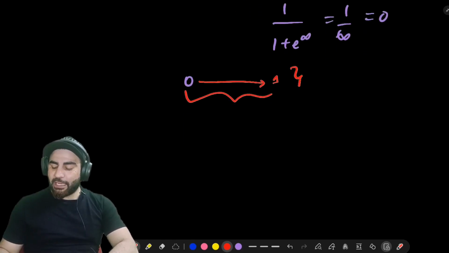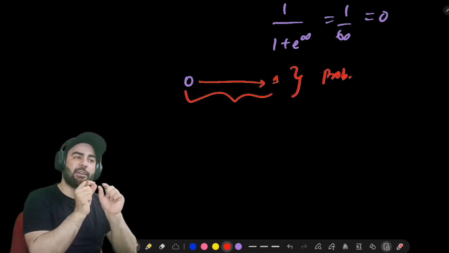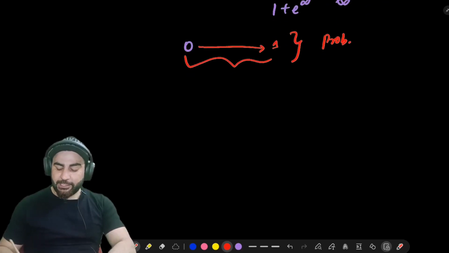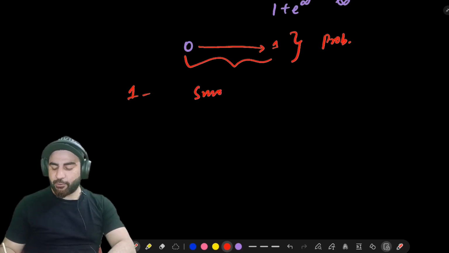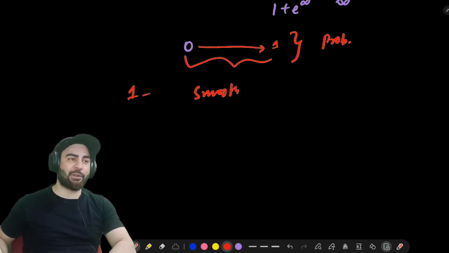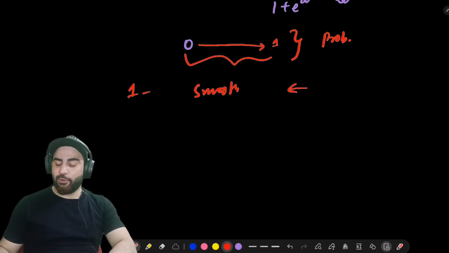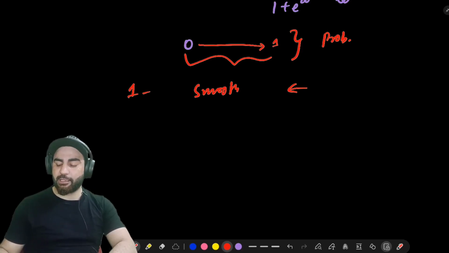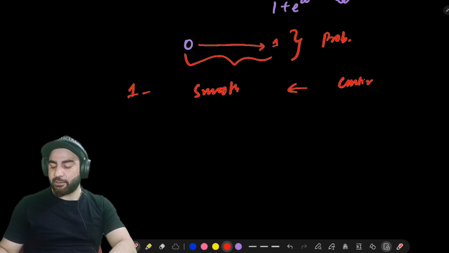One more thing: probabilities also have these values. Probabilities are values between 0 and 1, so this has one more use. One thing is that it's a smooth function. By smooth, I mean it is a continuous and differentiable function. Why do we care about differentiability? Because we'll use backpropagation and we'll have to differentiate these functions. And this function is smooth, that is, continuous and differentiable.